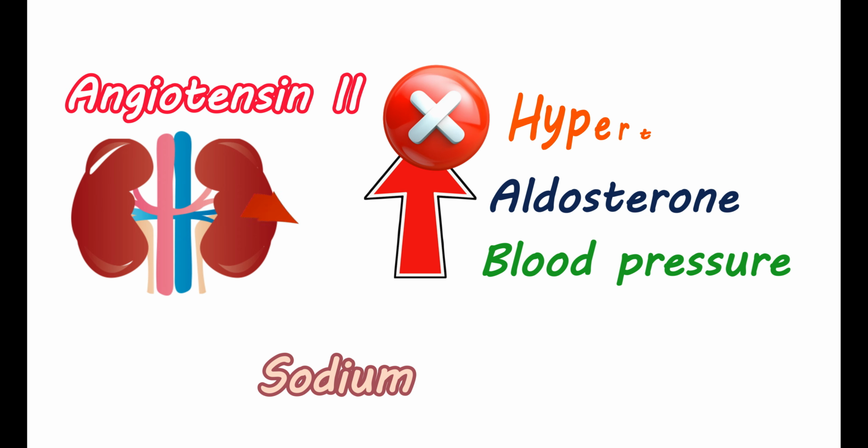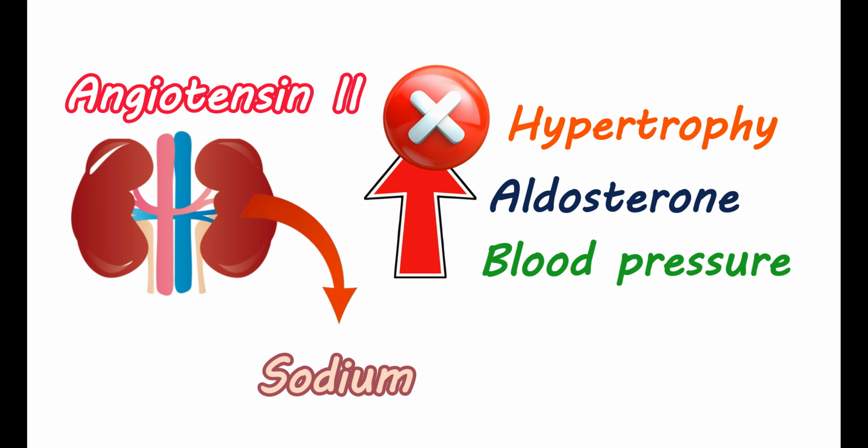Olmesartan also blocks hypertrophy produced by this mediator. Hypertrophy results in increased thickness of renal arteries and cardiac muscle, leading to loss of their function. On continuous use, olmesartan can also control this hypertrophy.